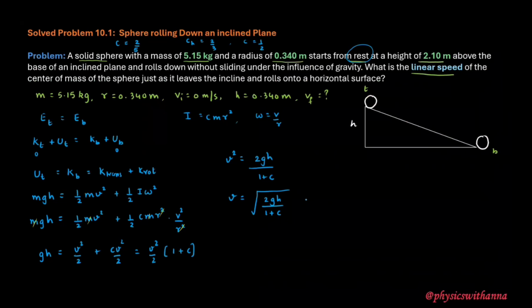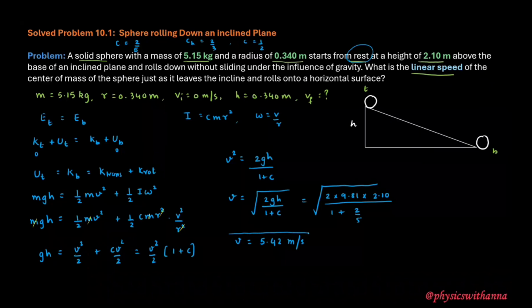So now let's substitute. We get square root 2 times g is 9.81, h is 2.10 over 1 plus c, which is 2 over 5. And then you get v to be equal to 5.42 meter per second. So this is the linear speed of the center of mass of the solid sphere as it leaves the incline and rolls onto the horizontal surface.